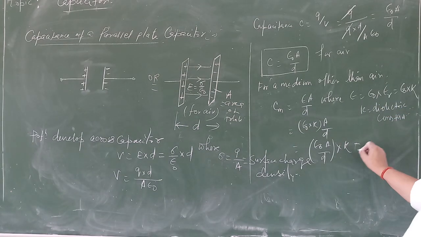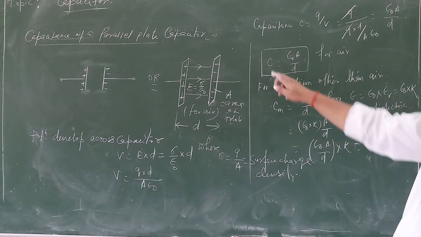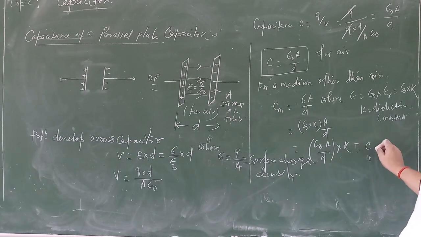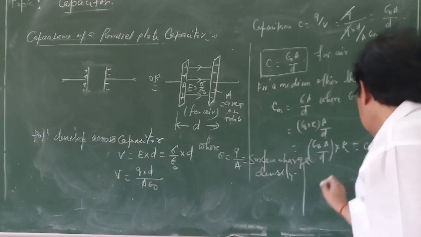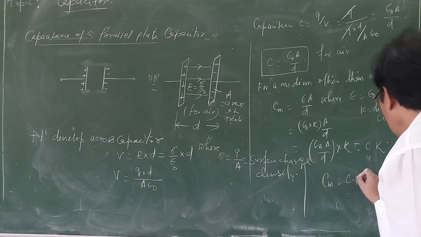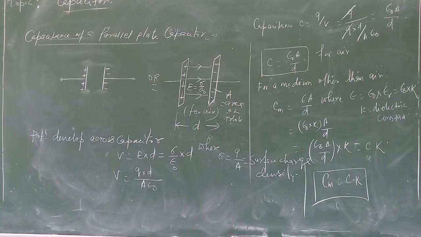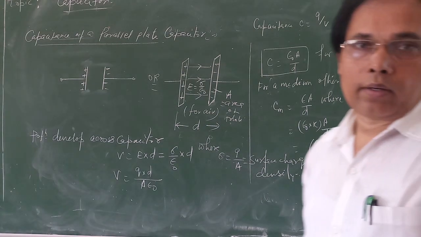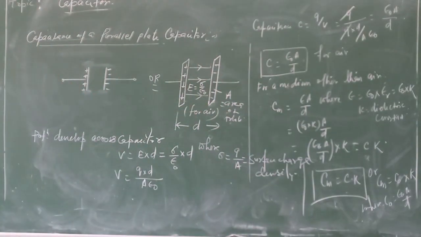Epsilon naught A by D is equivalent to C, so you get C_m equals C into K. The capacitance becomes K times the capacitance of air. Or you can write C_m equals C naught into K, where C naught is for air, C naught equals epsilon naught A by D. You can use this formula also. Note it down.